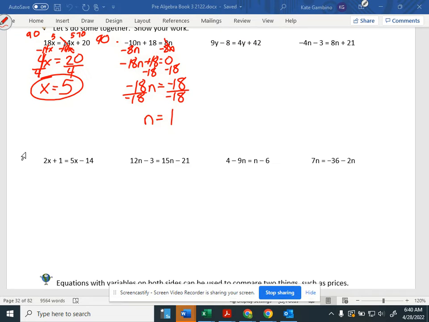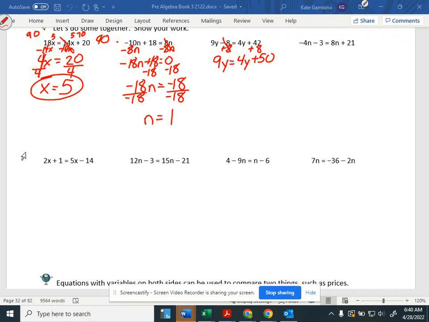So let's do another one together. We have 9y minus 8 equals 4y plus 42. So I'm going to work with my constant first. So minus 8, the opposite of subtracting 8 is adding 8. So those cancel out, and 9y equals 4y plus 50.